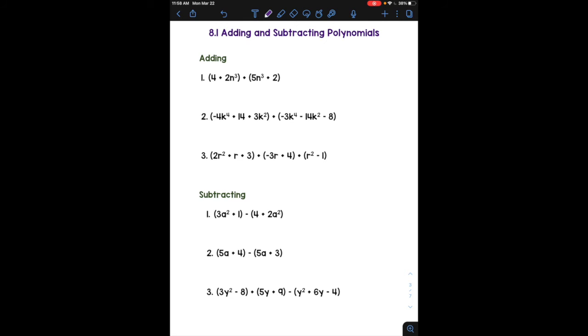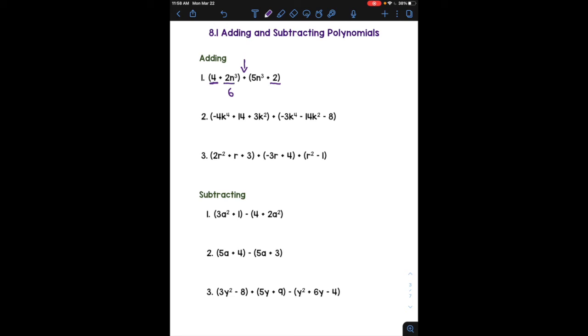So here are our notes on adding and subtracting polynomials. The first section is adding, in which we're going to combine like terms. So what we're going to do is start with the first term in the first binomial, since that has two terms, and we're going to add it to the like term in the second binomial. What would the like term be for the term of 4? It would be 2, since they both don't have a variable. 4 plus 2 would give us 6.